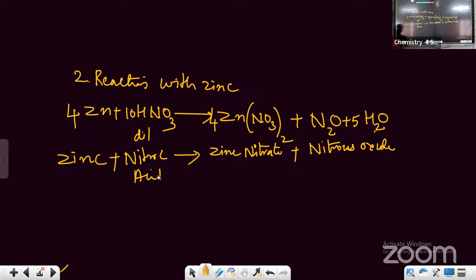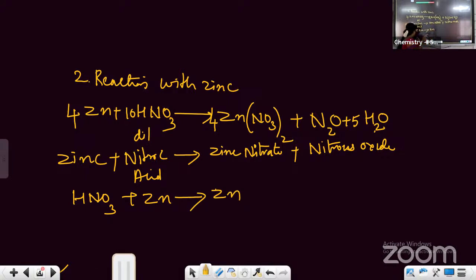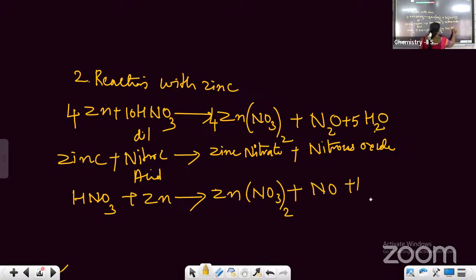Okay. The next reaction is with concentrated HNO3. It will react with the zinc to give zinc nitrate, which is common, boys. We have seen in the previous case also, the reaction with the copper, copper nitrate was common. आपको ऐसा याद रखना है reactions में. नहीं आता बोल के नहीं पढ़ना है. So technically आप एक ट्रिक से उसको याद रखने का है. So zinc nitrate plus NO plus H2O.